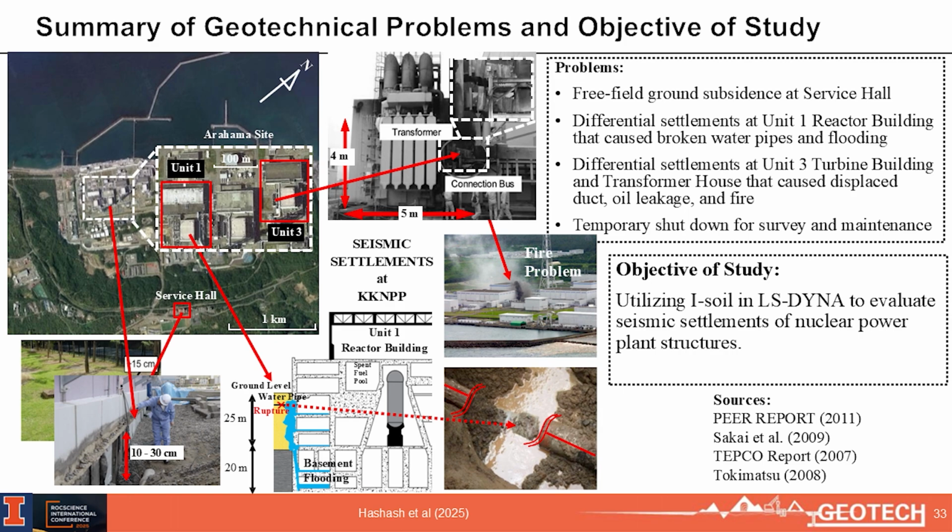And the question is, we had a free field ground subsidence at the service hall, had differential settlements at Unit 1 reactor building that caused broken pipes and flooding problem in a nuclear power plant. They had differential settlement at Unit 3, and they had a temporary shutdown for survey and maintenance. Fortunately, it wasn't as bad as Fukushima, by the way.